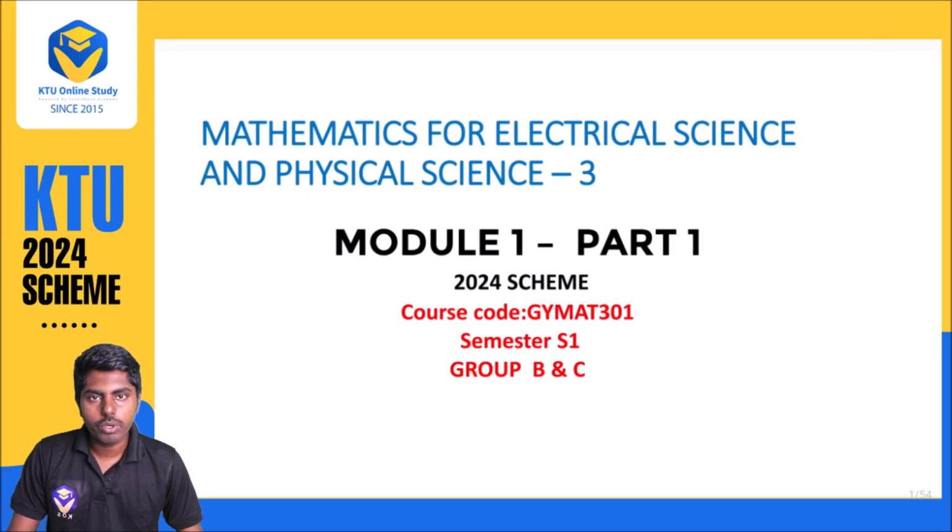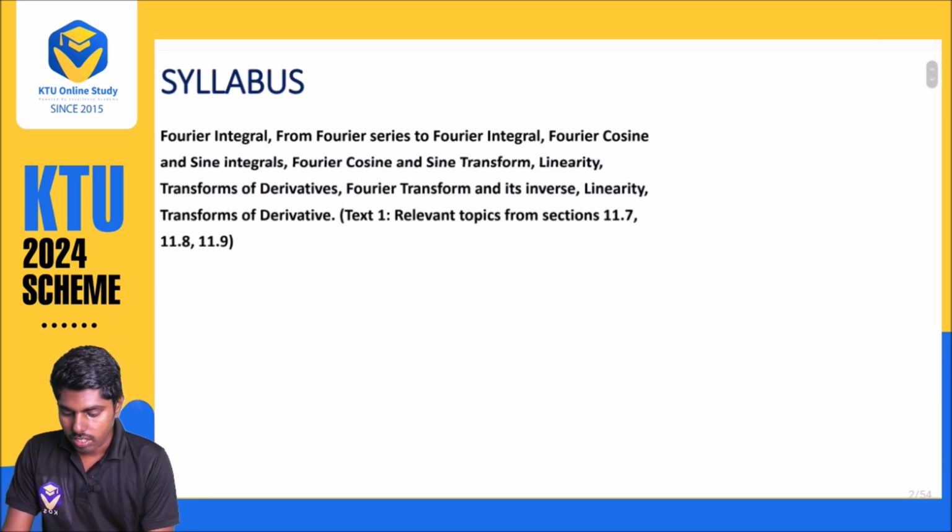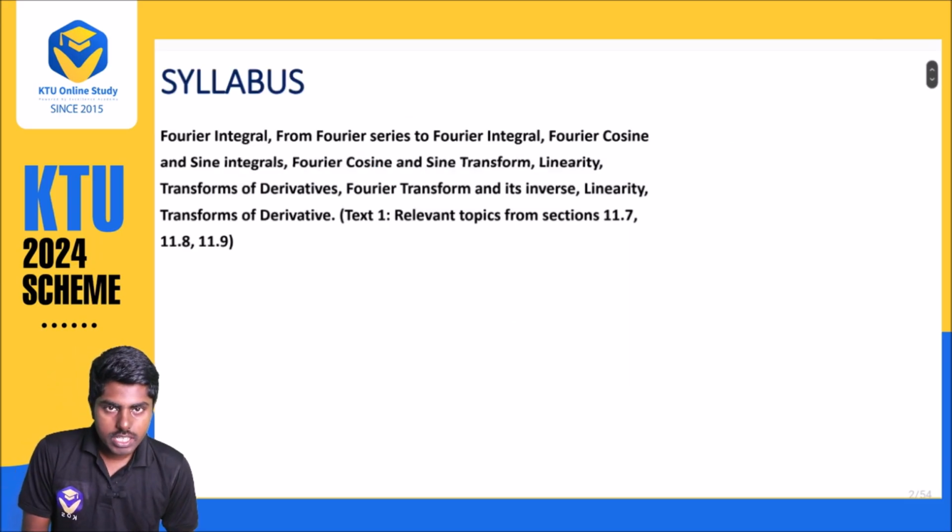So today we are going to see the topic on mathematics for scheme 2024 semester 3 student group B and C. So let me decode the syllabus. So what is the syllabus for module 1?